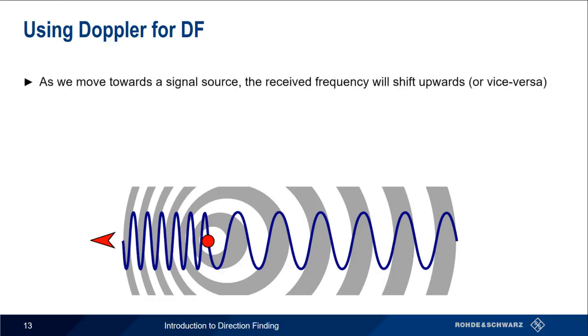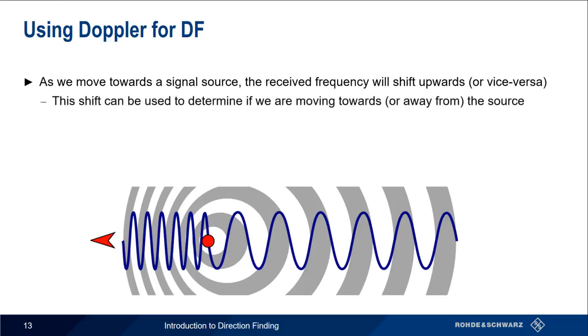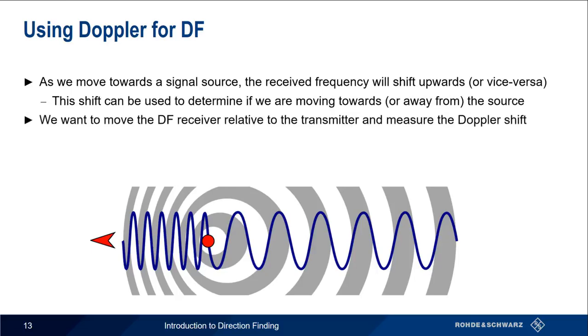Recall that if we move towards a signal source, the received frequency of the signal will shift upwards. If we move away from the signal source, the received frequency will move downwards. If we're able to detect and measure this shift, we could then determine whether we are moving towards or away from the signal source. That is, we could obtain a bearing. So in order to use Doppler shift for direction finding, we need to find a way to move our receiver, or more precisely our antenna, in such a way that we can generate and measure a Doppler shift.